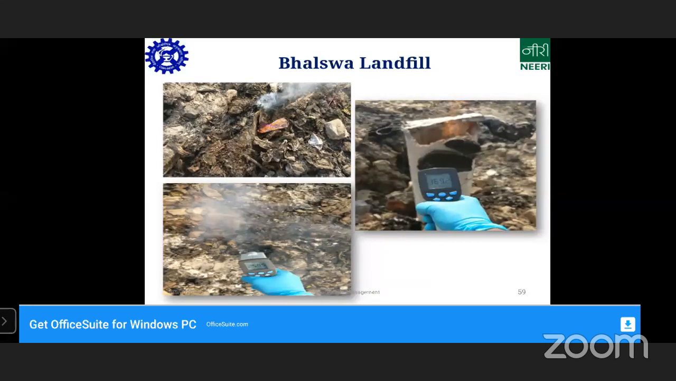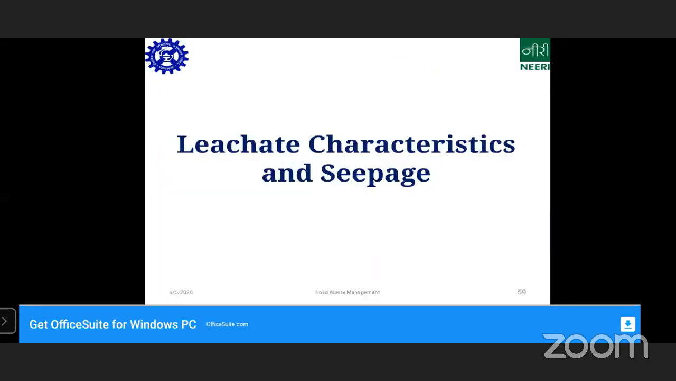And that is because of the chemical reactions I showed, and the heat generated out of that. That is the reason for this rise in temperature. So here you can correlate how serious it is. Okay. Now let us go into the leachate characteristics.